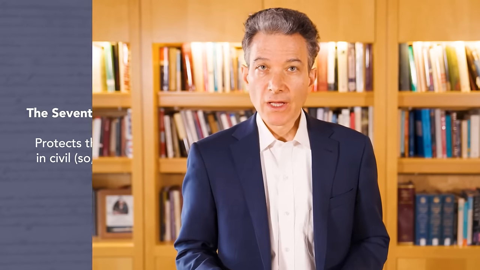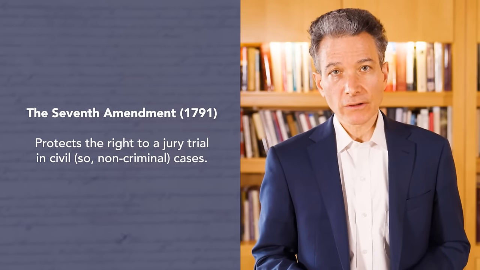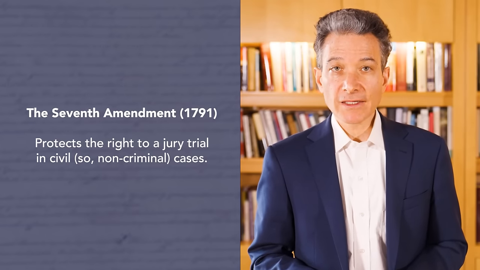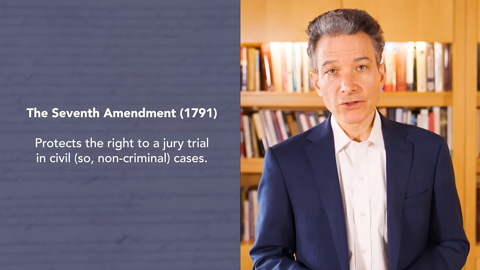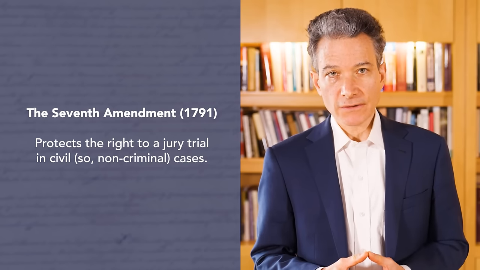If you do go to trial, you get all of these rights guaranteed by the Sixth Amendment. But it's important to remember that most criminal cases in the United States do not go to trial. They're settled by plea bargains. Then we come to the Seventh Amendment, which protects the right to a jury trial in civil, that's non-criminal, cases. And this responded to a key concern of the anti-federalists that the original Constitution only protected the right to trial by jury in criminal cases, and many states didn't protect them for civil cases.